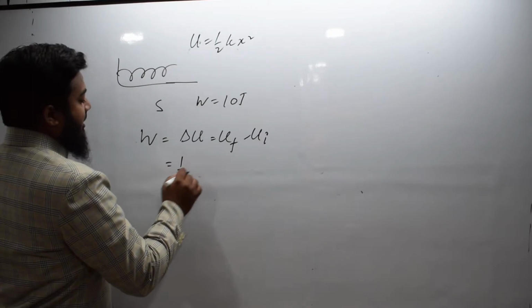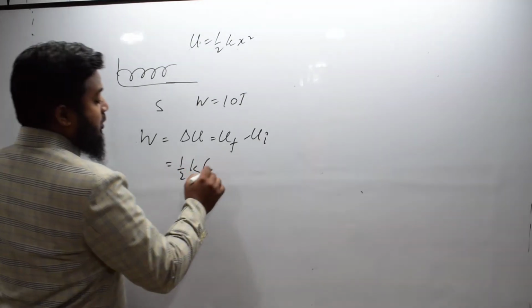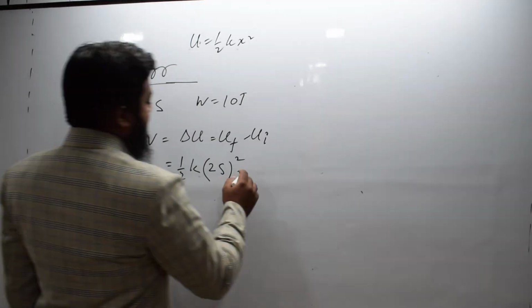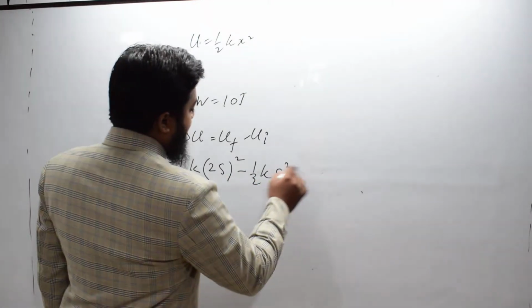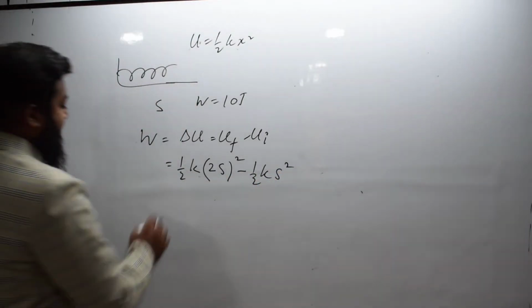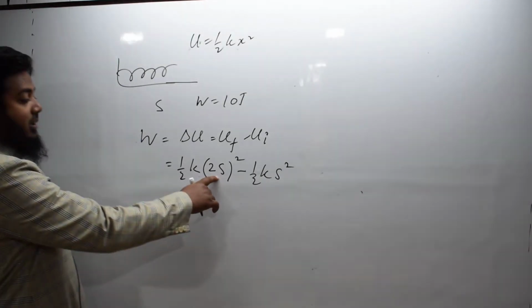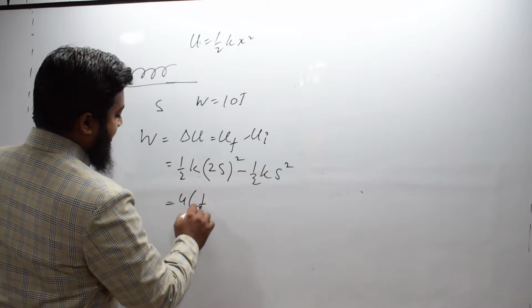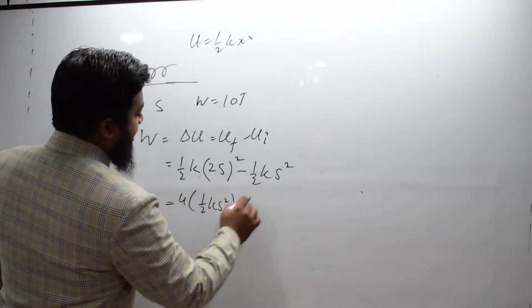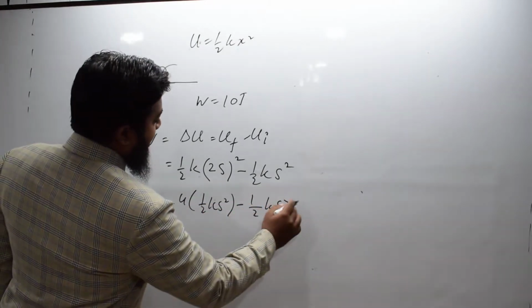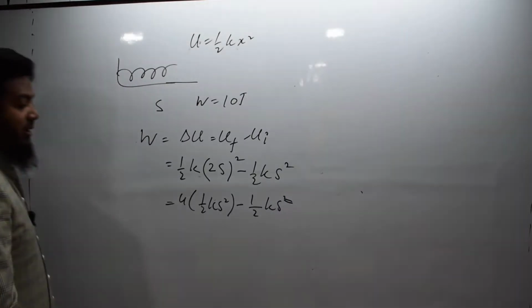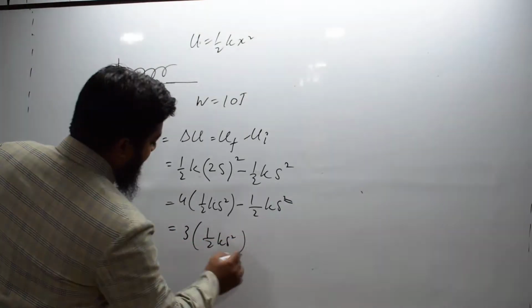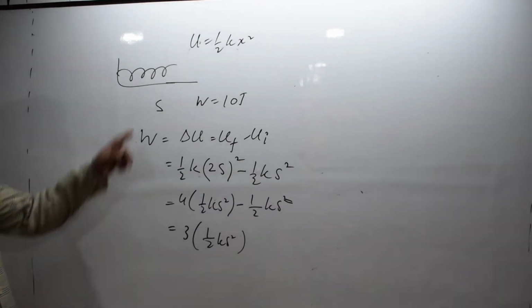Finally, the displacement is 2s. So, this is half k 2s square minus initial displacement is s. So, half kx square. Now, this becomes 4s square, take it out. So, 4 times half ks square minus 1 time half ks square. So, it is 3 times half ks square, and half ks square is equal to 10 joule.